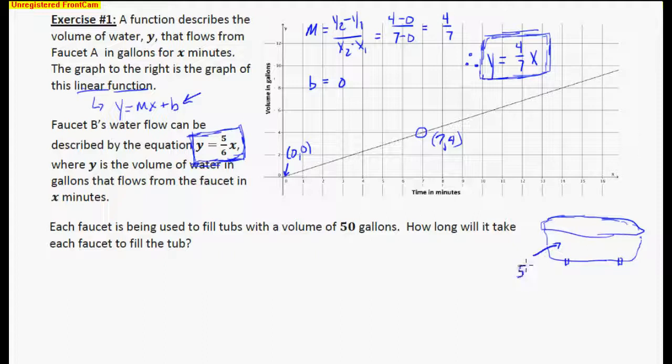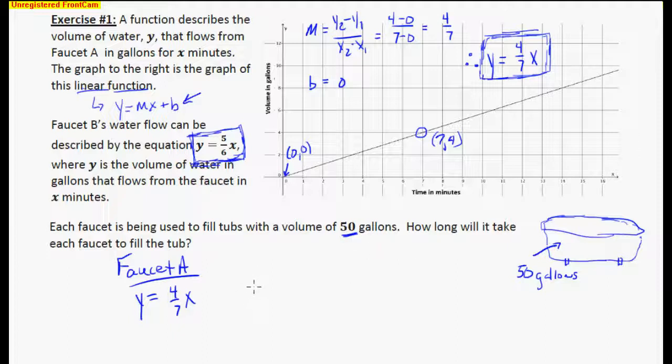All right, so we'll put 50 gallons in this tub. Okay, and how long will it take each faucet to fill the tub? All right, now here's the beautiful thing about having the equation, having the function. We'll do faucet A right here, and I know faucet A's equation is y equals 4/7 x. Well, what I want to know is when that hits 50 gallons.